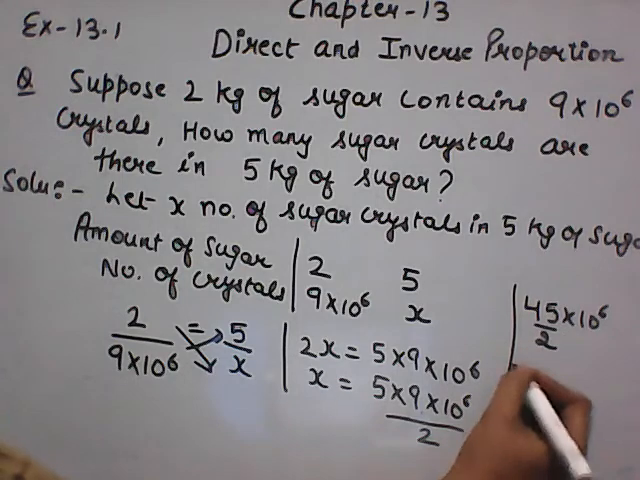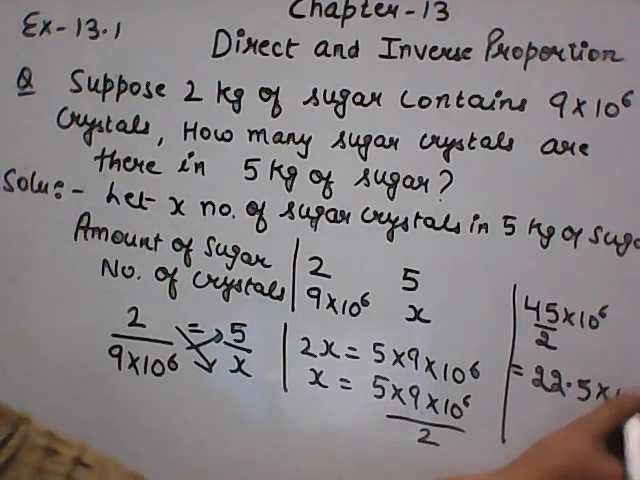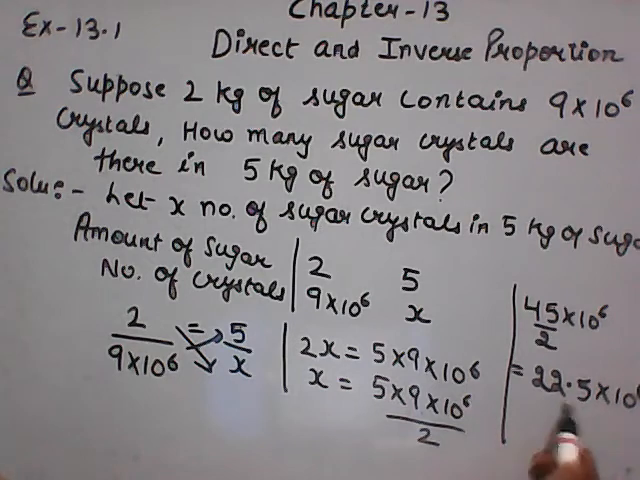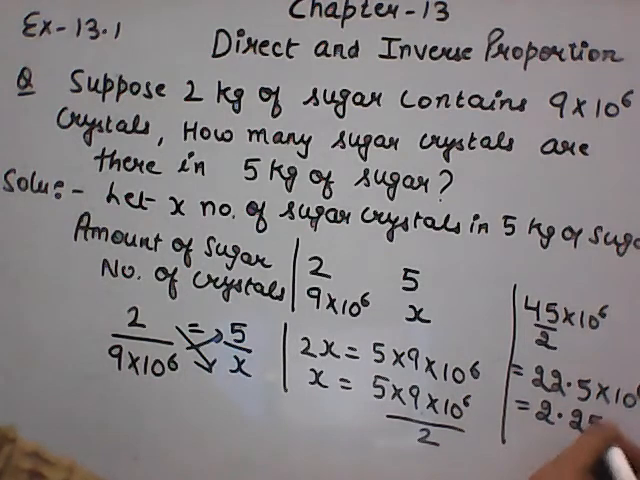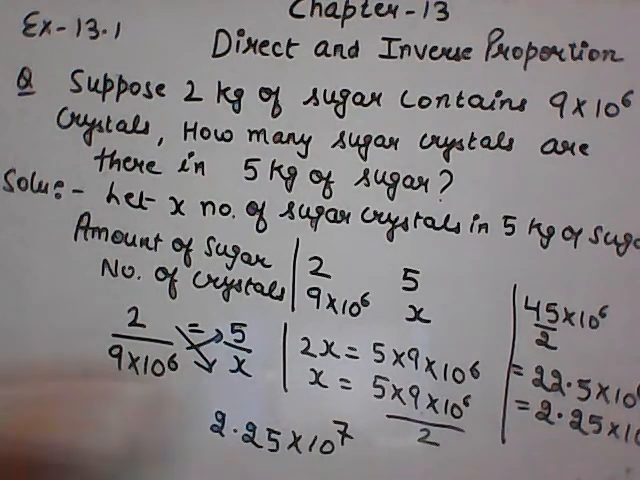Now 45 divided by 2 is 2.5 multiplied by 10 raised to power 6. You can write it in this way also. If you shift the decimal one point left, it is 10 raised to power 1. In this way we can write it as 2.25 multiplied by 10 raised to power 7. In this way, the number of crystals in 5 kg of sugar is 2.25 multiplied by 10 raised to power 7. In this way, you can solve questions related to direct proportion. Let's move to the next question.